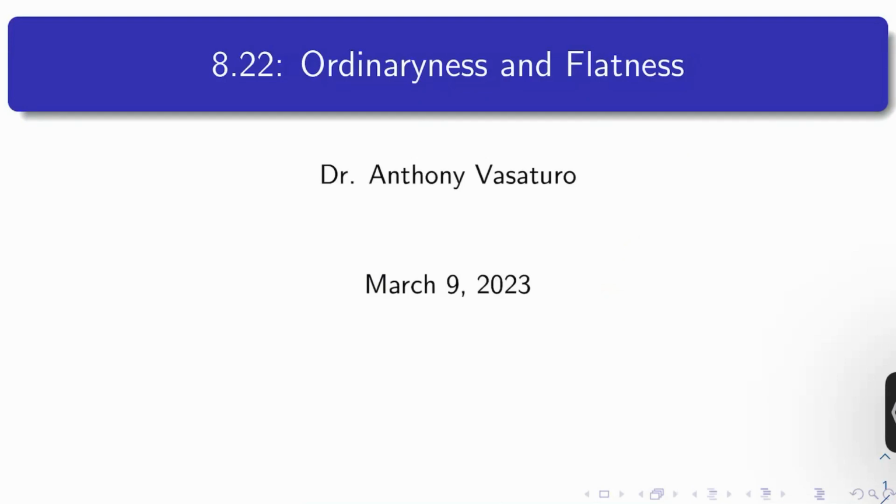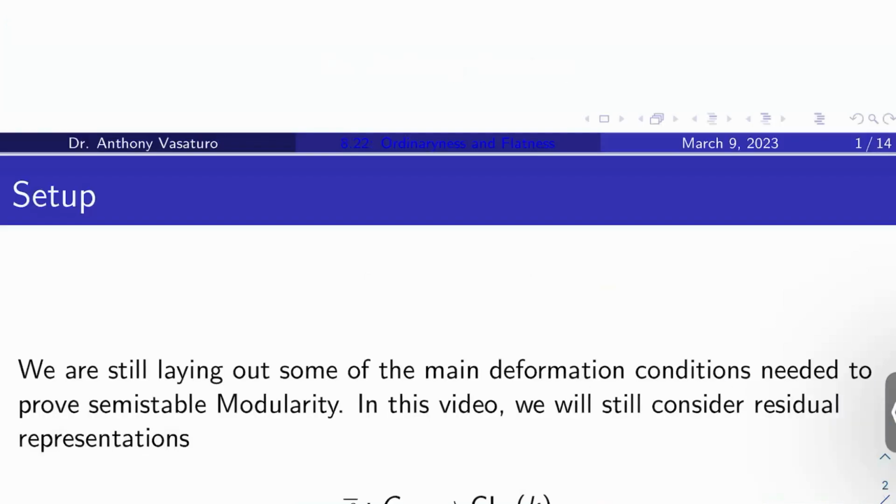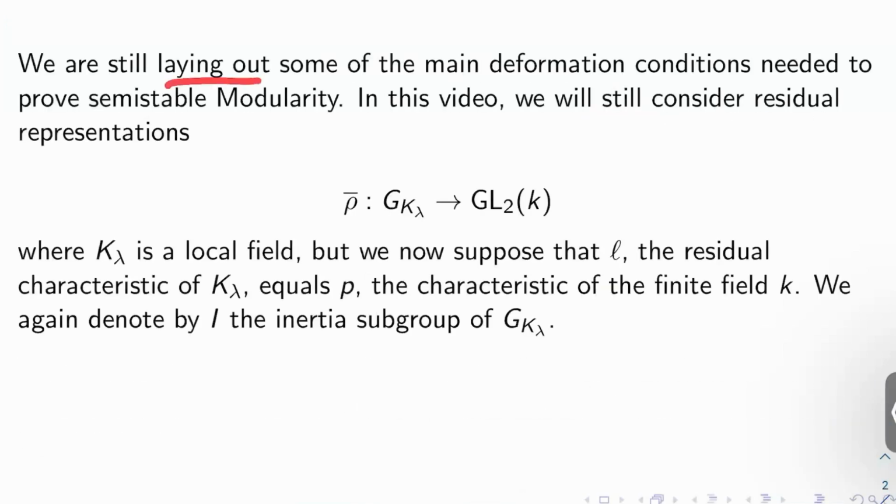Welcome back to the next and last video of the chapter, everybody. Today we're going to be looking at ordinariness and flatness as deformation conditions. So the setup is we're still laying out some of the main deformation conditions needed to prove semi-stable modularity.